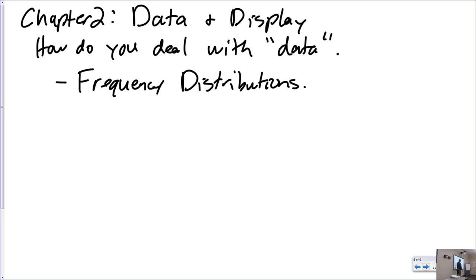And I'm going to start even a little bit lower than the way the book does, just to get you into the swing of what I mean by a frequency distribution.